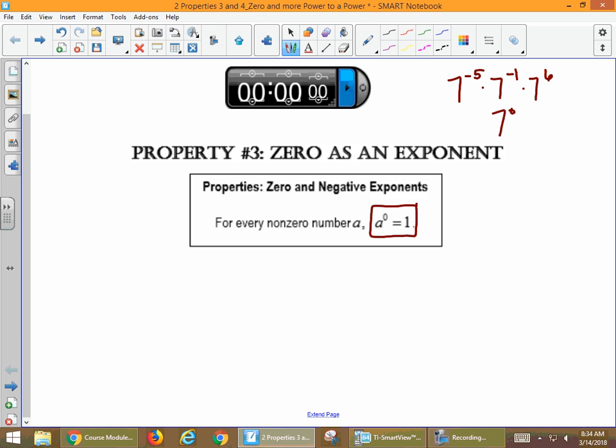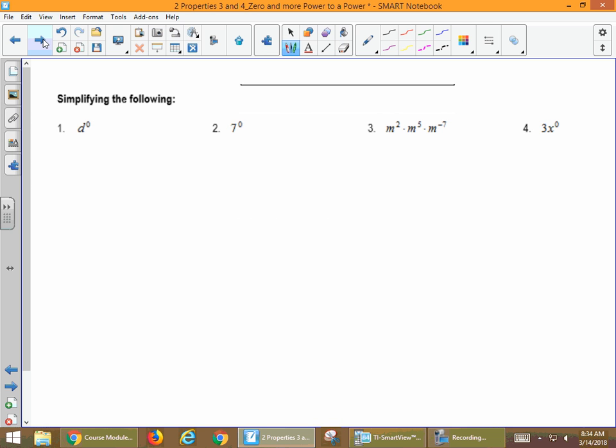The thing that you have to be careful about here is the only piece that is equal to 1 is what the exponent is attached to. So if you have parentheses and the 0 on the outside, everything in the parentheses turns into 1. But if that 0 is only attached to one thing, that one thing is the only thing that turns into 1. So here, d to the 0 power is 1. Just 1. 7 to the 0 power is just 1.